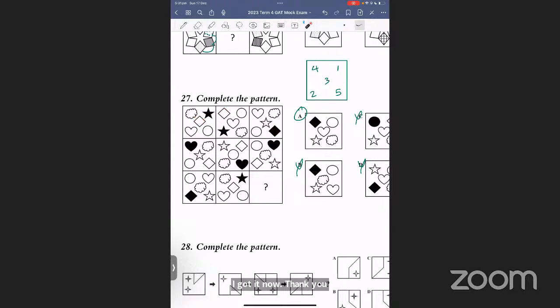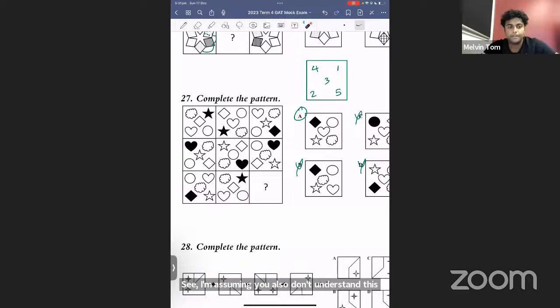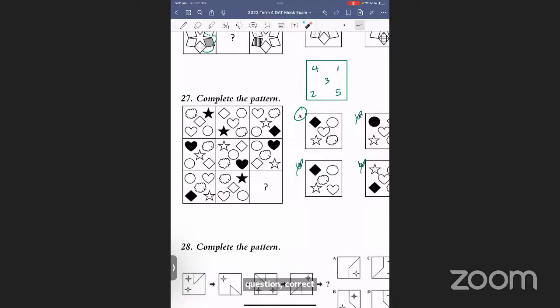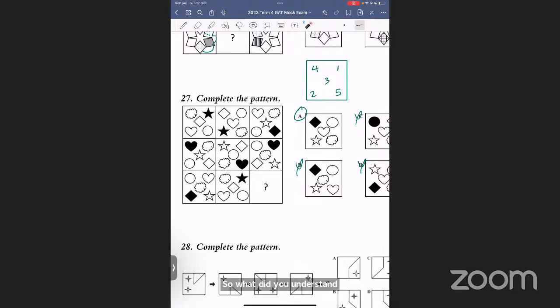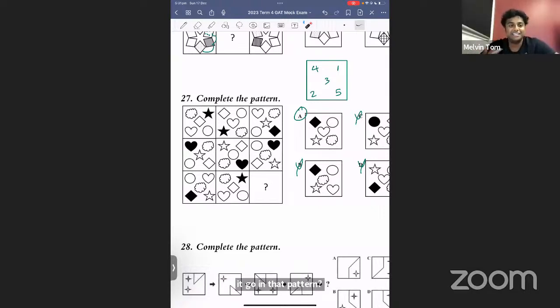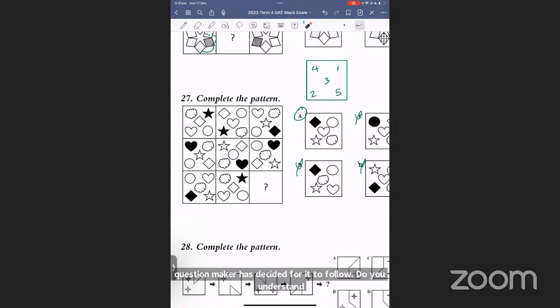Yeah. So I'm assuming you also don't understand this question, correct? Do you understand how the map works as well? No, I don't get it. So what did you understand from what I just went through? I understood how the star goes, but I don't get why it goes in that pattern. Can't it go in another one? I mean, it could. Anything can go in any way. It's just that this is how the question's been made. In this question, this is the pattern that the question maker has decided for it to follow. Do you understand? Yes.